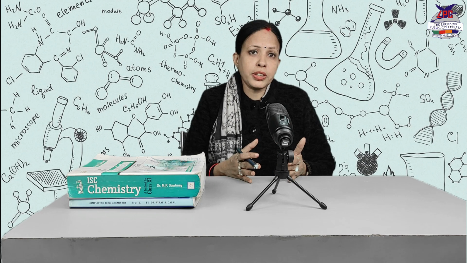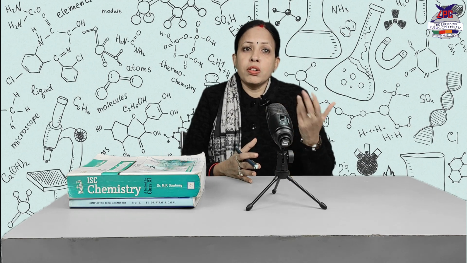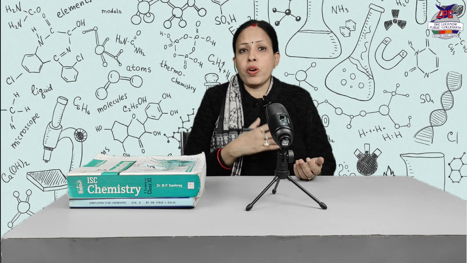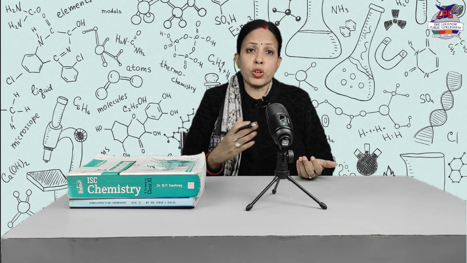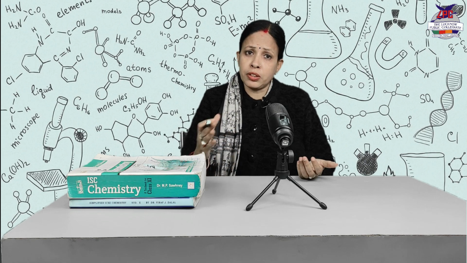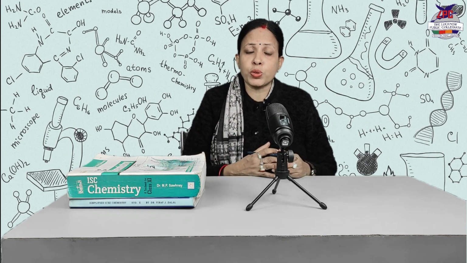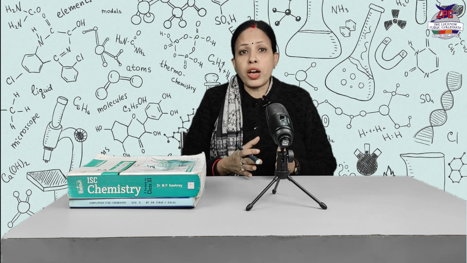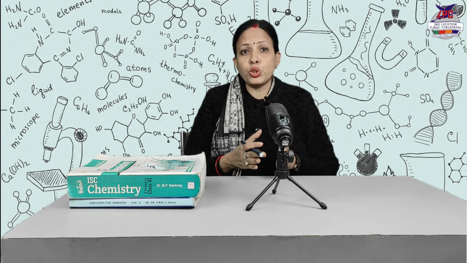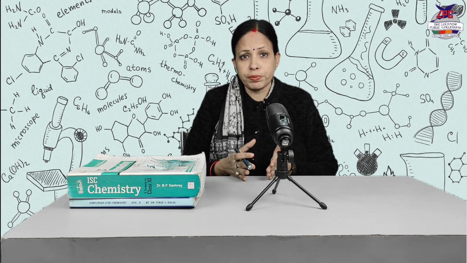But if I talk about colligative properties, that is your relative lowering of vapor pressure, or elevation in boiling point, depression in freezing point, or osmosis, which is used in calculating the osmotic pressure, they are all numerical based. Van 't Hoff factor has been again reintroduced in the syllabus, so please do the numericals based on small i, that is the Van 't Hoff factor.